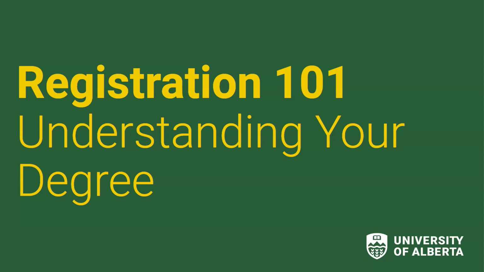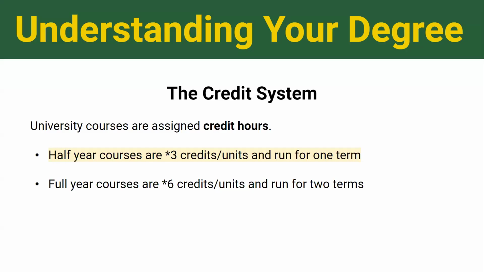So before we get into actually registering in your courses, we will talk a little bit about understanding your degree, sort of how it can look, as well as what the credit system looks like here at the U of A, as well as the terms. So the credit system: the university has courses that are assigned credit hours. Half year courses are 3 credits or units and run for 1 term. Full year courses are 6 credits or units and run for 2 terms. Basically, the main thing to note here is that one course equates to 3 credits or units. So if you complete a course, you get 3 credits for that course. If you complete 2 courses, you get 6 credits, et cetera.